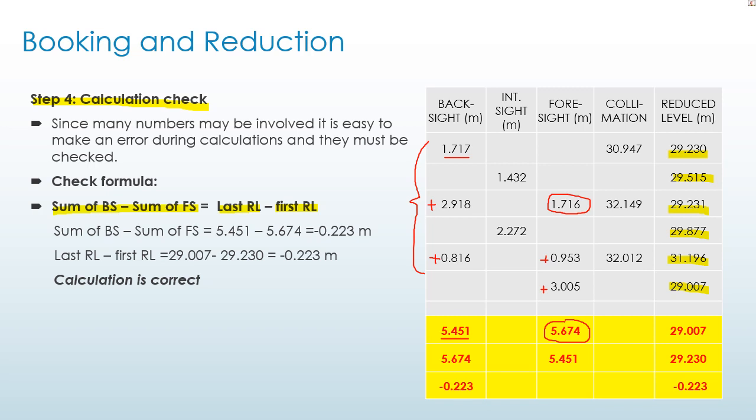So use the formula over here. The sum of the backsights minus the sum of the foresights gives you minus 0.223 meter. And you compare to the reduced level of the last point, which is 29.007, minus the reduced level of the first point. So here we have the same results. It means you did the writing and calculation correctly.